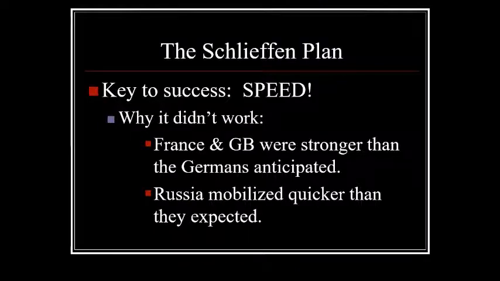how do you make this work? Speed. But it did not work because the French and the British had much stronger militaries than Germany anticipated, and Russia moved a lot faster than anticipated. If this war had been fought about 30 years earlier, Germany would have been able to carry this plan out successfully, really, because 30 years earlier, they were the top military. Now Britain and France are on equal level with German military capabilities, and Russia, while they are still behind, they're doing a lot better than they were.